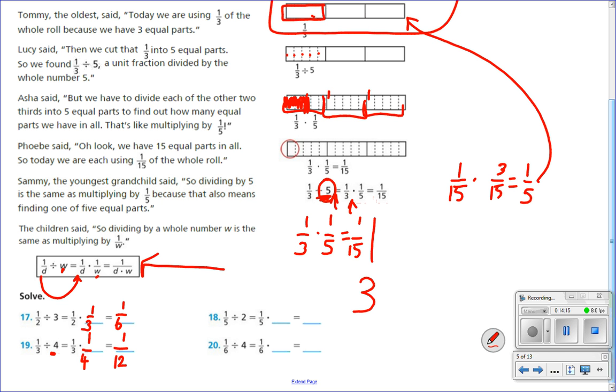I'm hoping that you're starting to see this. 1/5 divided by 2 is the same as 1/5 times what? I heard you say it. Half, which is the same as 1/10. 1/6 divided by 4 is the same as 1/6 times 1/4, which is the same as 1/24.